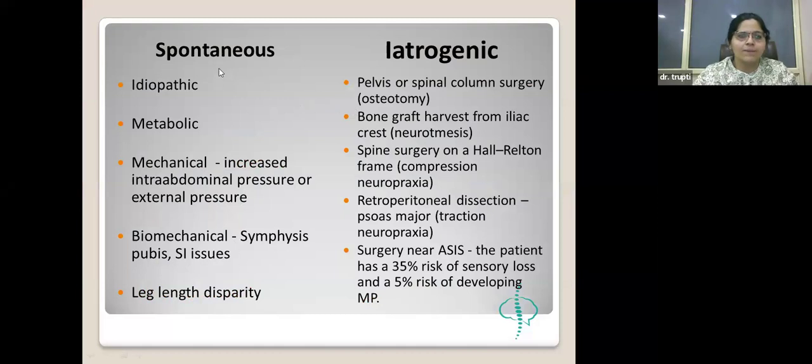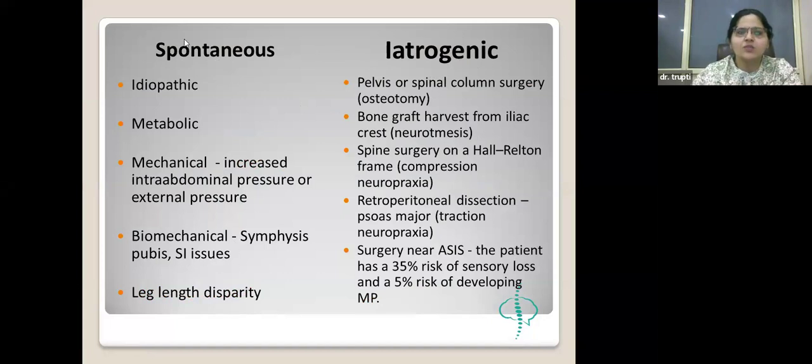There are two causes. We are classifying it broadly into two causes: one is spontaneous and another one is iatrogenic. Now here, what is iatrogenic? Iatrogenic means it is secondary to any medical condition or surgery. If the patient has undergone any kind of surgery or was having some medical condition, like in the hospitals, and this type of symptoms develop, then it is known as iatrogenic.